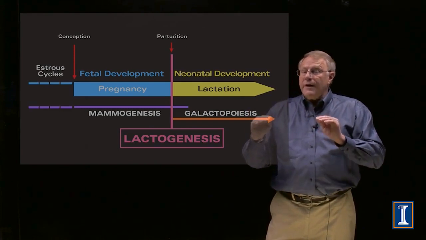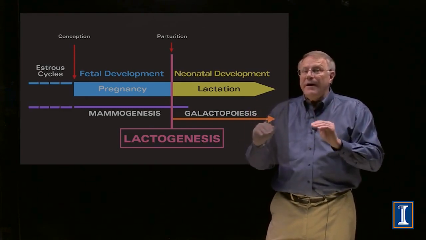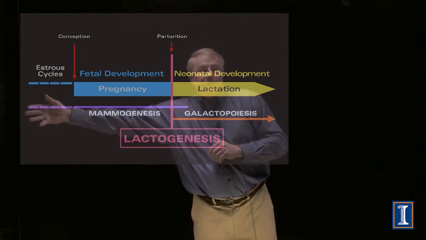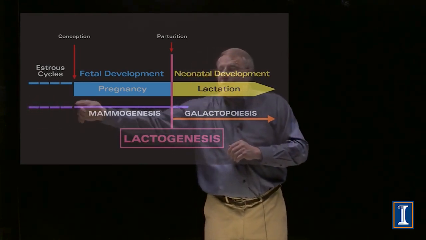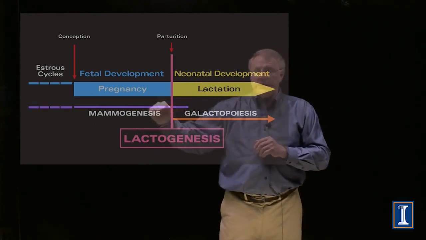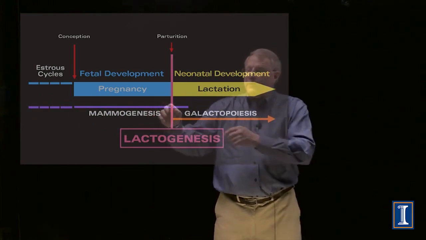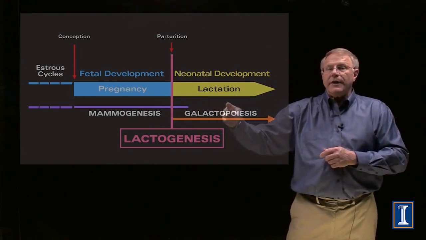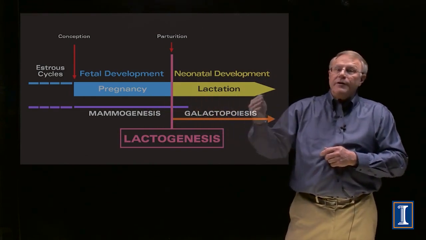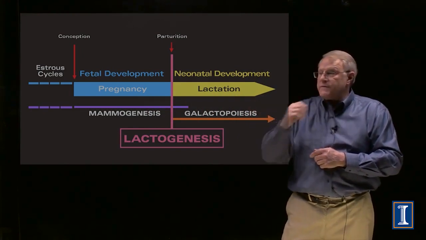Similar kinds of things are happening at the same time in the mammary gland. So mammogenesis is, of course, starting way back in the fetal stage, but it really picks up speed during pregnancy. So again, the gland is growing very, very fast here. You can see I've extended this line just a little bit past parturition, because in many species, mammary development continues during the process of lactation.